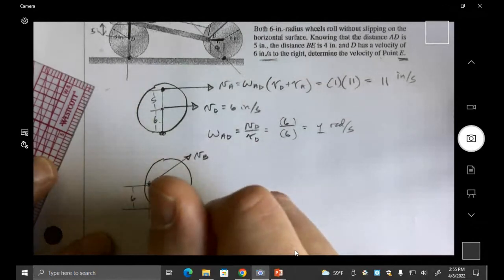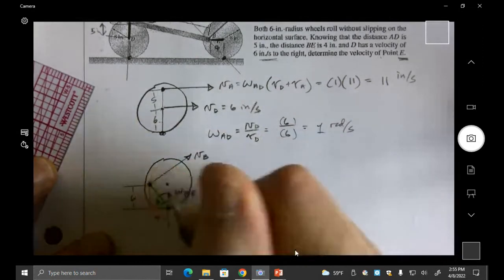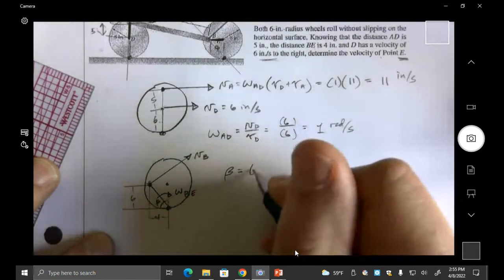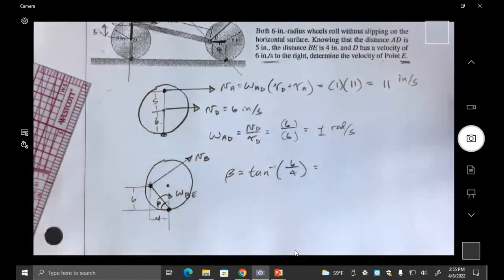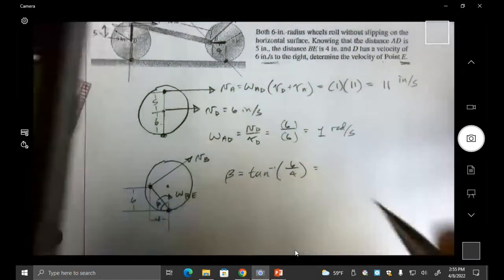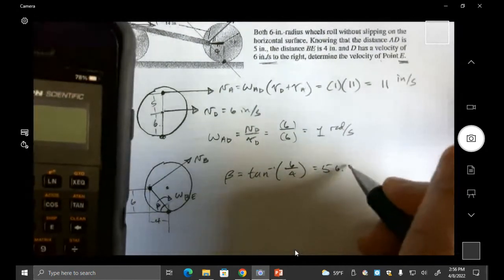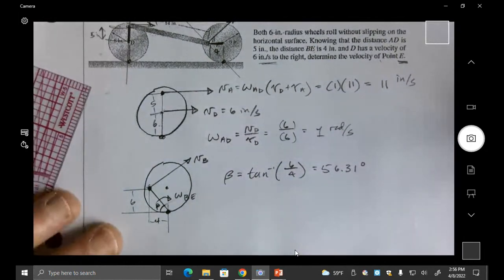So some of the angles or some of the lengths, I don't have a really good place to put it in here. Let me see. I want to put it right here, and maybe I'll erase a little bit of that tail of that arrow, and I'll call this beta. It's going to be my angle of beta, where beta is going to be the inverse tan of 6/4, or 56.31 degrees.